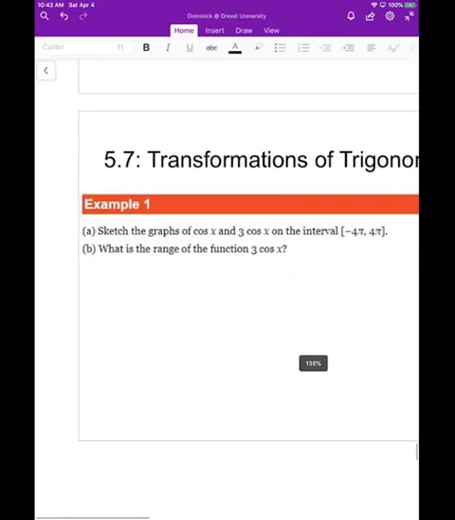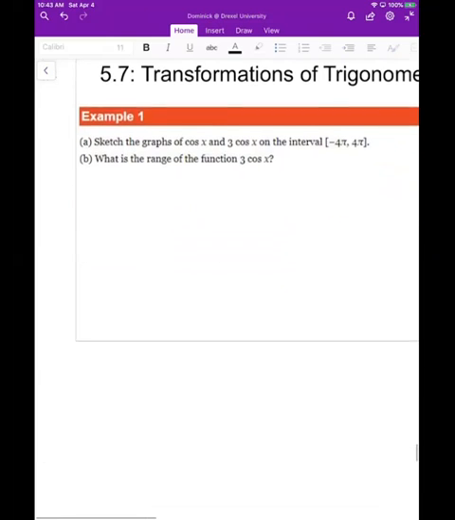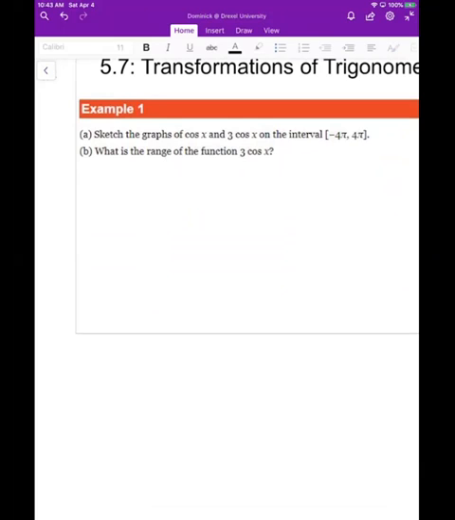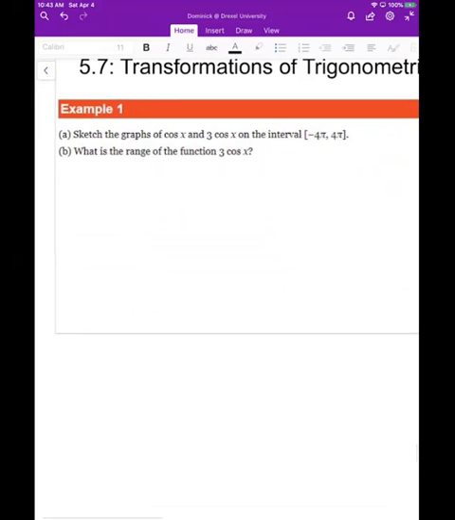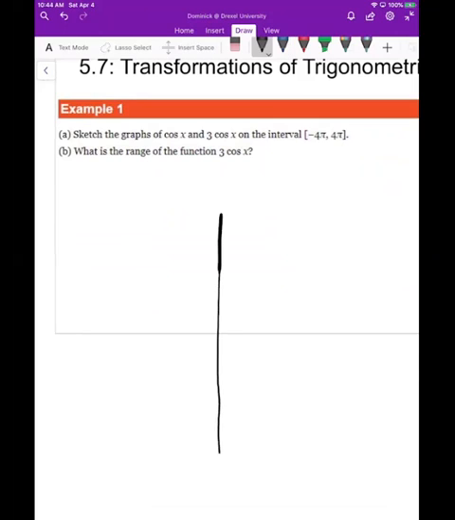Okay, so first we're going to start with a motivating example. We're going to look at sketching the graphs of just regular cosine and then 3 times the cosine of x on the interval -4 pi to 4 pi. Okay, so let's just get a graph on here.